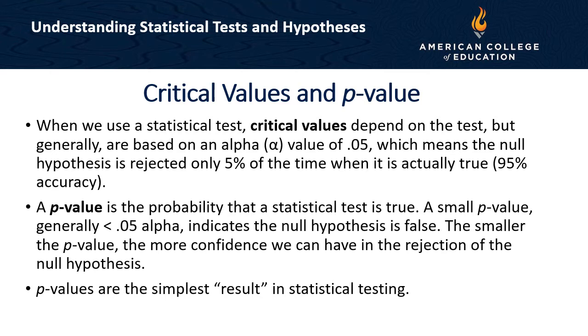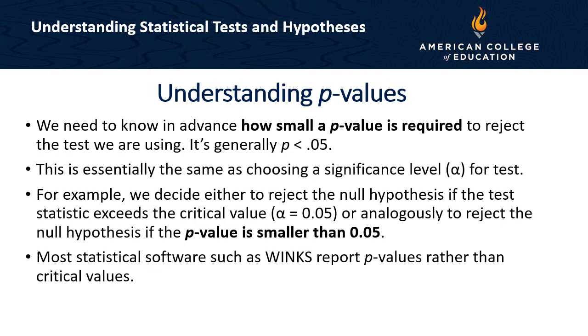And by and large, if the test reports that p is less than 0.05, we can say that we reject the null hypothesis, and in so doing, the alternate hypothesis is accepted. We need to know in advance how small of a p-value is required to reject the test we're using, but by and large, it's generally p is less than 0.05, and for social science research, it would not be much smaller than that in any case.